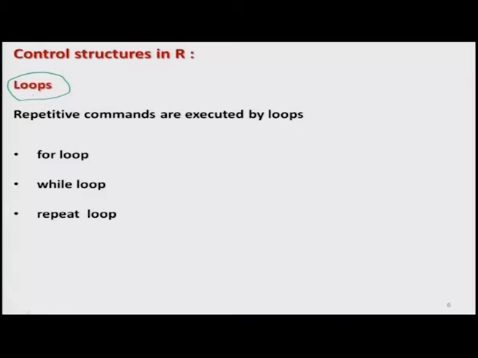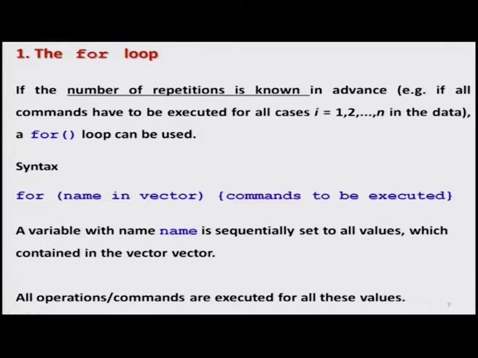Right. So, in order to do such a repetitive process of commands, or the execution of repetitive commands, we are going to discuss three types of loop. One is called for loop, other is called while loop, and third is called repeat loop. And these three loops are used under different types of conditions. We will try to understand their syntax as well as their examples. So, first we take up the for loop.